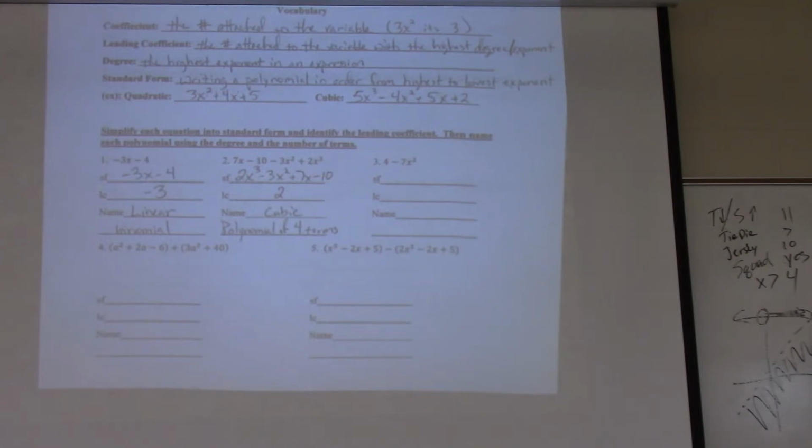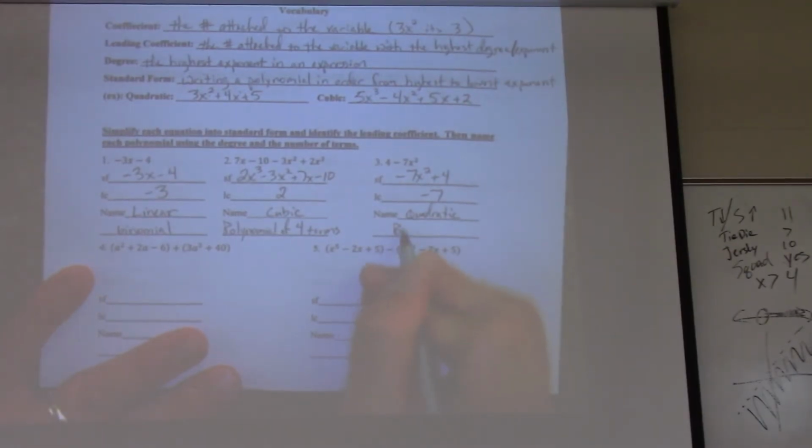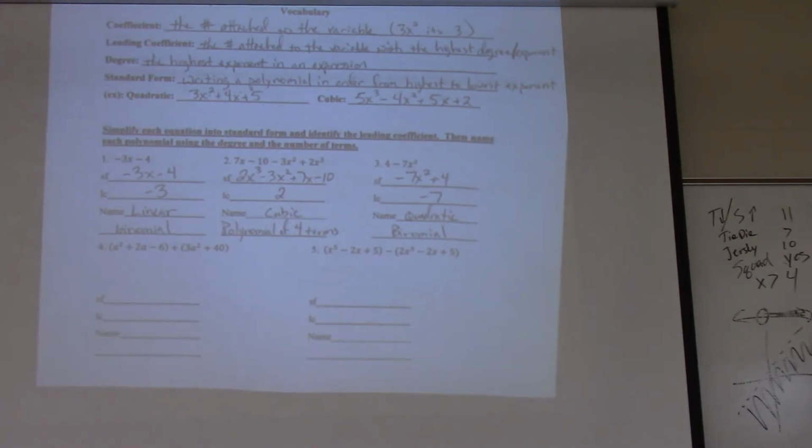How about for the next one? Is it in standard form? No, so what do I write first? Negative 7x squared, plus or minus 4? Plus. Plus 4, it would have negative in front, right? Leading coefficient then, of course, is negative 7. And what's the name? Quadratic. What is it? Quadratic binomial. This ain't so bad.